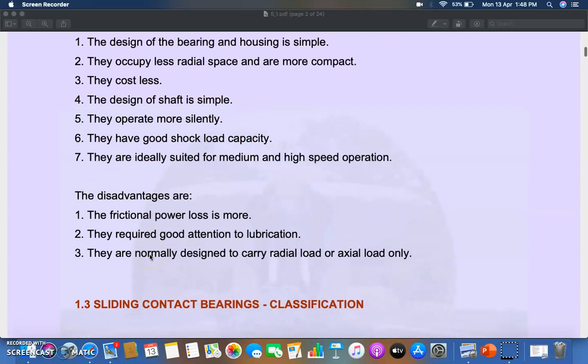And what are the disadvantages? Frictional power losses are more in sliding contact. They require good attention to lubrication, meaning the lubricating properties should be very high, or the lubricating oil should be of very high quality. They are normally designed to carry radial and axial load. Note this point very carefully: sliding contact bearings are used to carry radial load as well as axial load only.